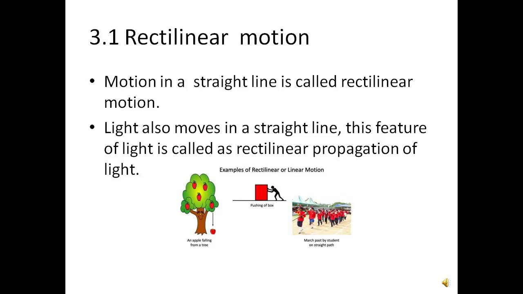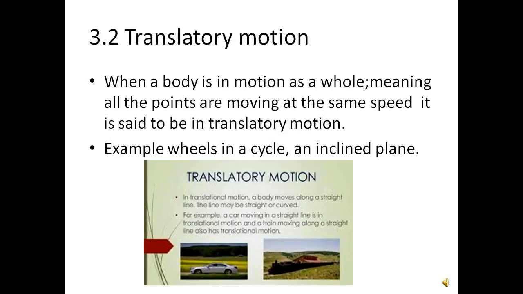Translatory motion. When a body is in motion as a whole, meaning all the points are moving at the same speed, it is said to be in translatory motion. Example, when wheels in a cycle are moving on an inclined plane.